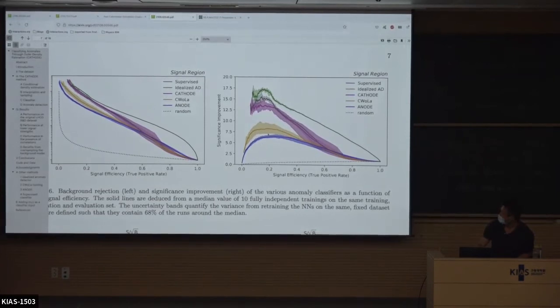But actually notice the value of the SIC here, the significance improvement, at its maximum. If you could choose the cut perfectly, or optimally, even with the worst method here, ANODE, you would enhance the significance nominally by a factor of like 7. So you could take our 2 sigma excess and grow it to 14 sigma. And I think that's really exciting. Like that could be hiding in the data right now, you know?